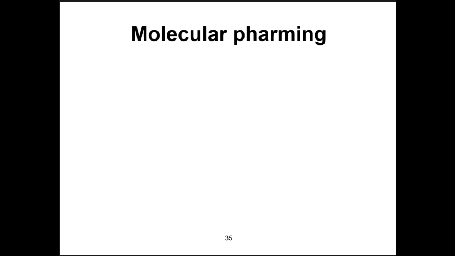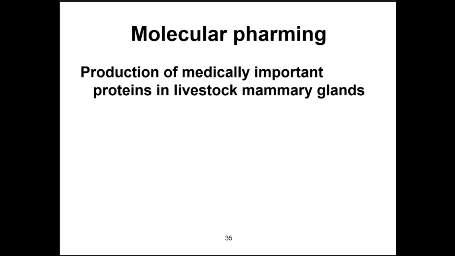Molecular farming is another example of biotechnology. This is where you can produce medically important proteins in the mammary glands of livestock. So the example of the goat producing growth hormone or insulin in its milk would be an example of molecular farming.